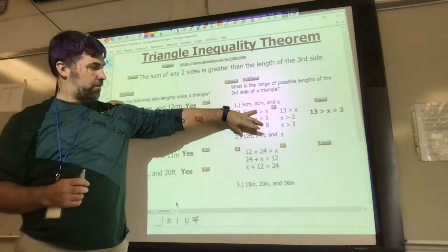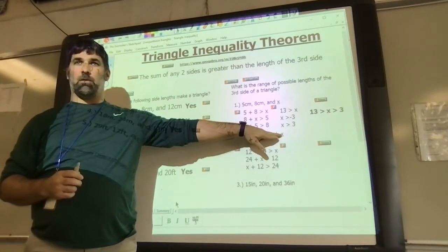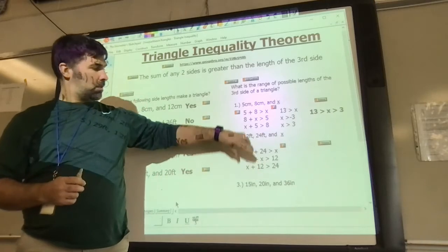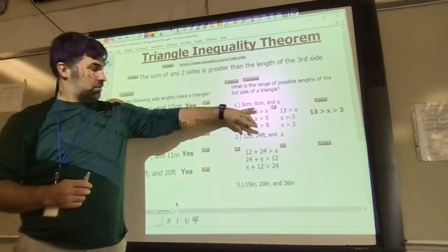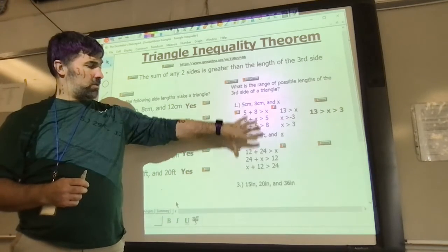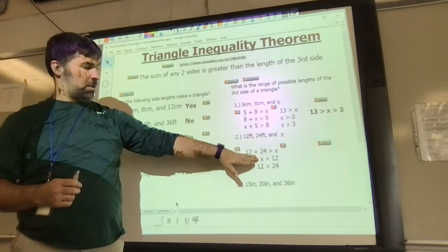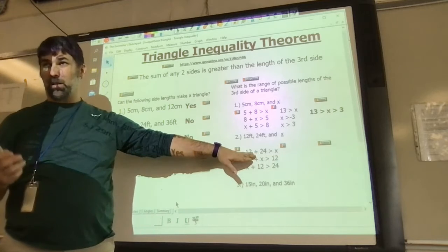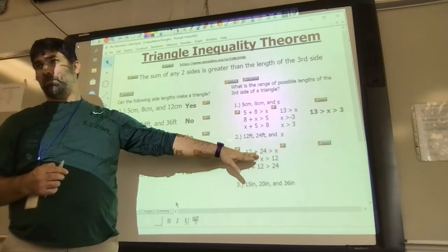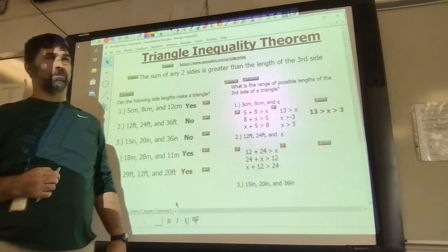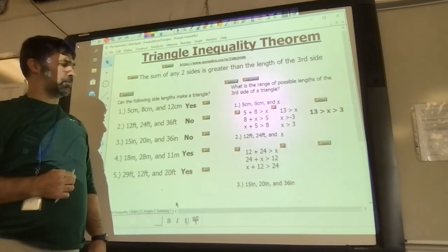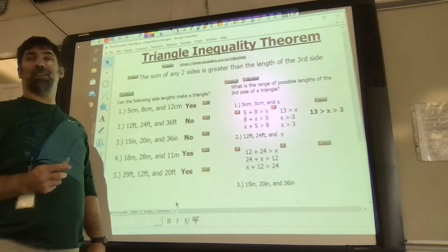Let's say 12 and 24 are the smallest, and what can X be? And let's say 24 and whatever the third side is are the smallest. Let's do the same thing we did there. How would you get X by itself on this top one? 12 plus 24, 36. So X has to be less than 36.